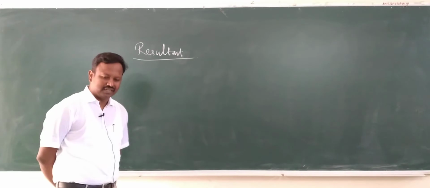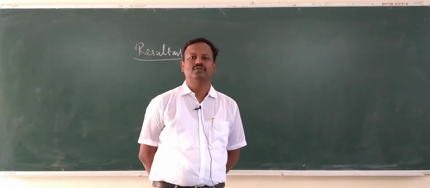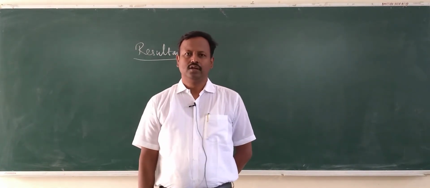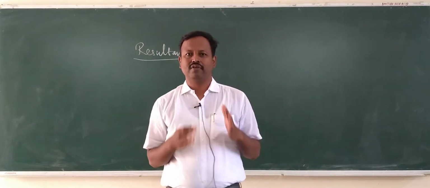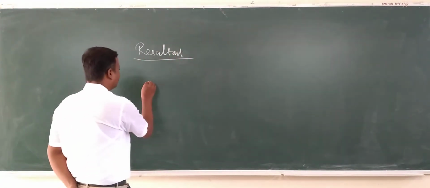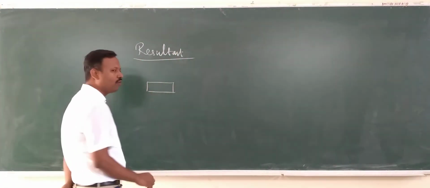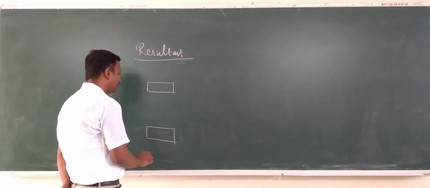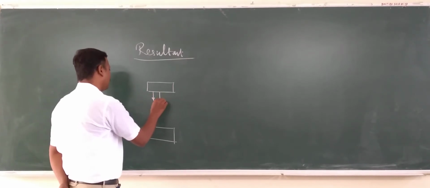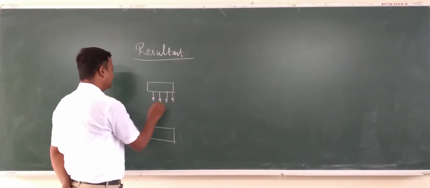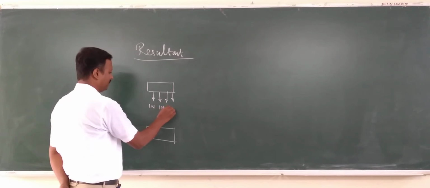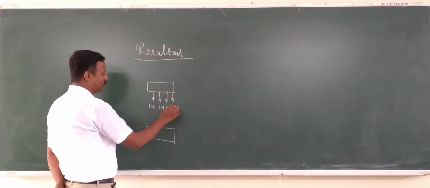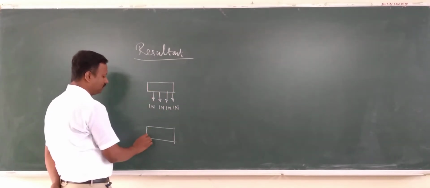The definition of resultant: it is a single force which can produce the same effect as that of a number of forces acting on that body. To clear this concept, we will go for an example. Suppose I want to move this box from this place to this place. For that, I apply a number of forces on it, let's say each of 1 Newton. So what is the task of these 4 forces?